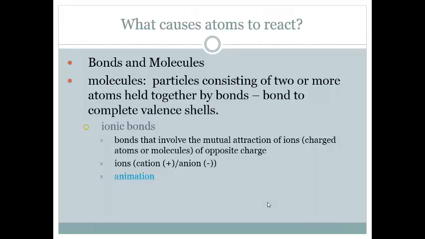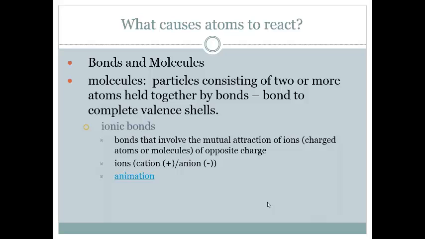So atoms are going to react with one another in order to fill their valence shell. When atoms react, they form bonds. And these bonds are formed in order to complete their valence shells. Bonds can be formed by different means, though. There are different types of bonds that can form. A molecule is any particle that consists of two or more atoms held together by chemical bonds. The difference between a molecule and a compound is that a compound has to be made up of two or more different atoms, but a molecule is anything made up of two or more atoms. So for instance, O2 is an element because it's just made up of oxygen, but it's also a molecule because it's made up of two oxygens put together.